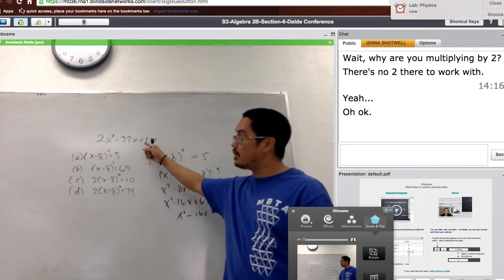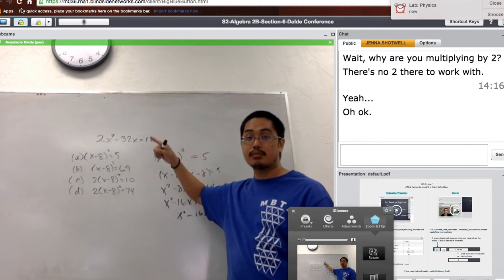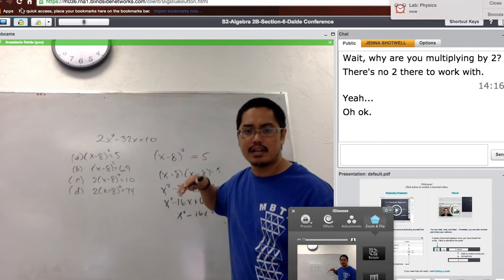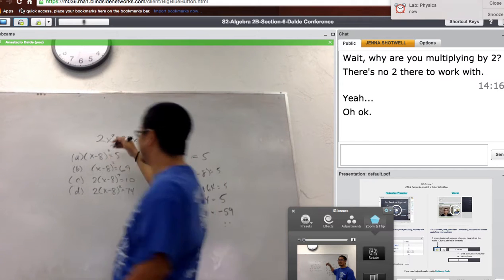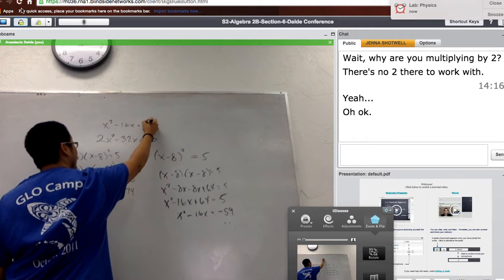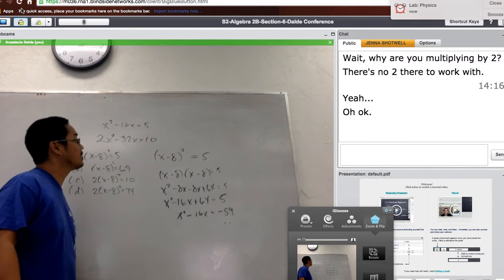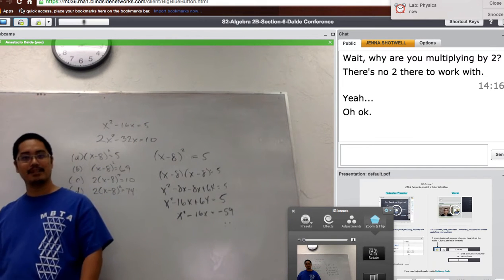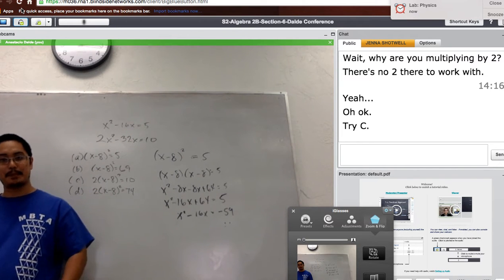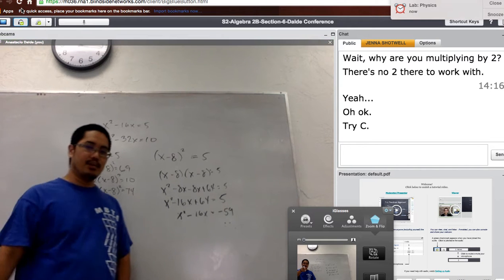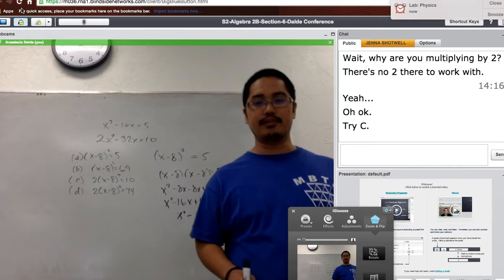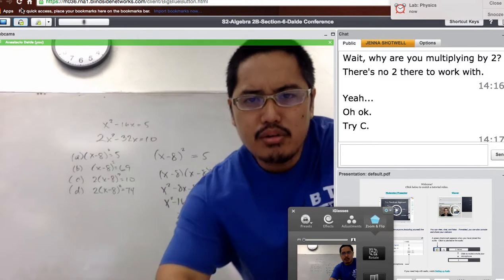Before we try to compare our thing to our original problem, why don't we simplify our original problem by dividing everything by 2? X squared minus 16x equals 5. Okay. So, does this look like that? That's really what I'm asking. No. All right. Lucas is saying try C. Yeah, I've got a suggestion for you, Lucas. Why don't you try C?